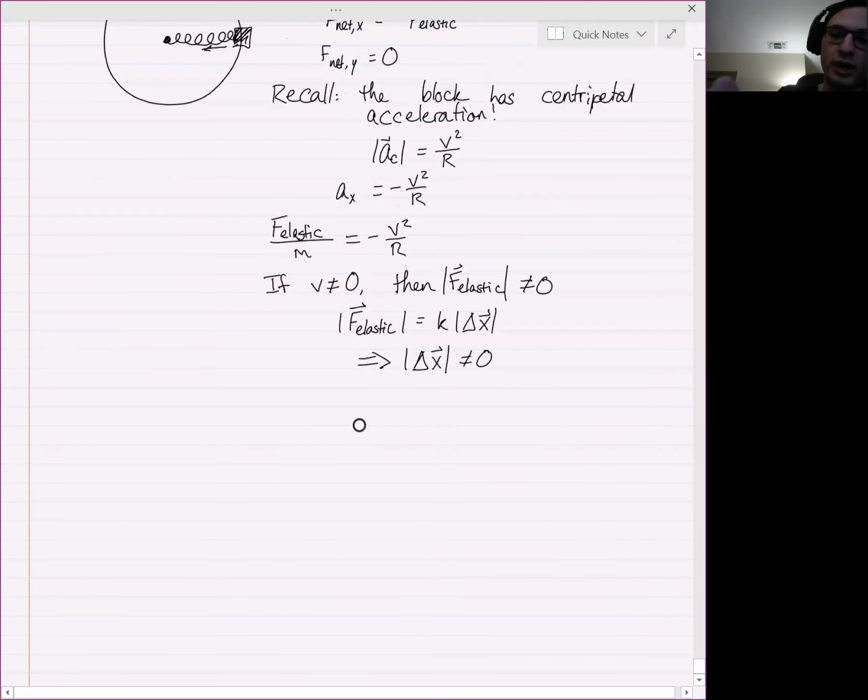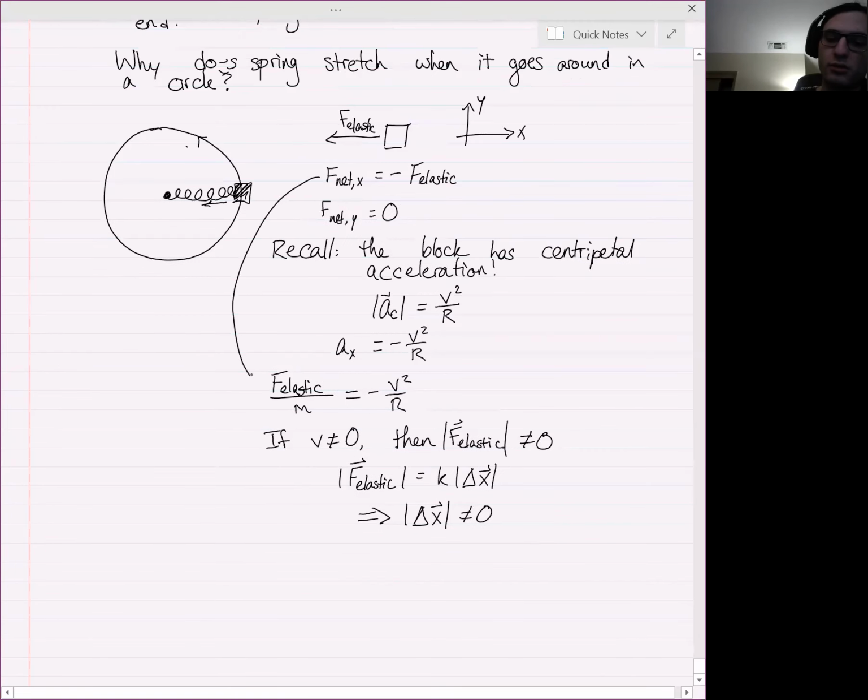Yeah, no, you're right. I should have carried this down. That minus sign, I dropped the minus sign. Thank you for catching that. But the point still stands.